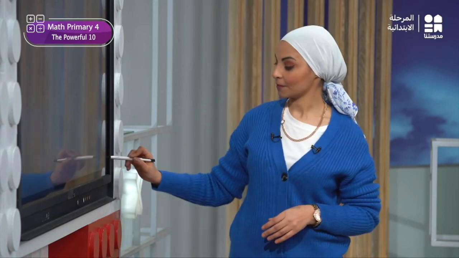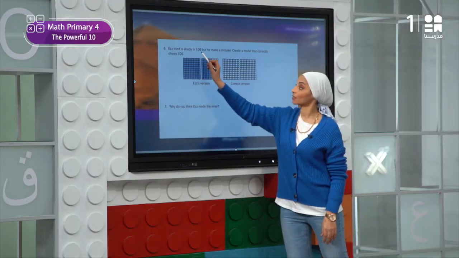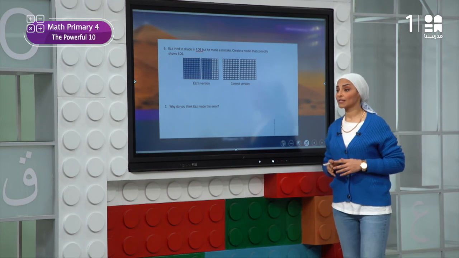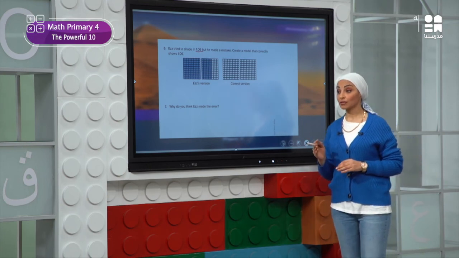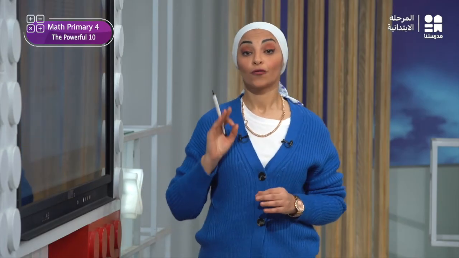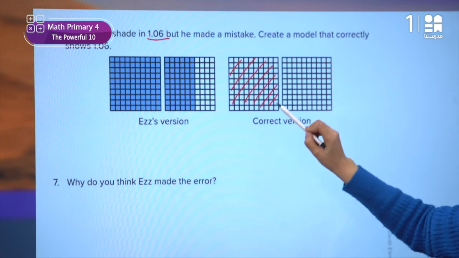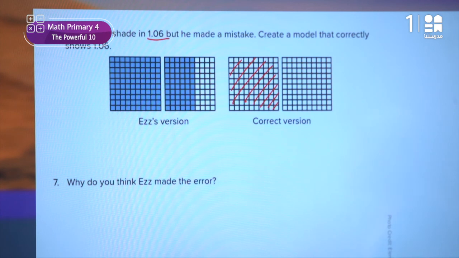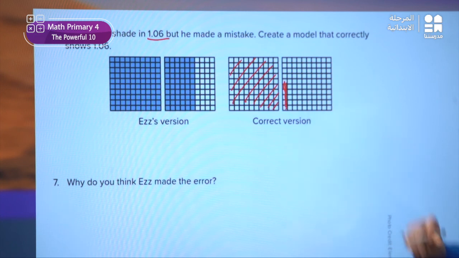Here in problem number 6, we have a 10th grid that is used to try to represent 1.06, like you see here. But there is a mistake. We are asked to represent the number on the model in front of us. Let's represent it together. Of course, we will represent the one whole by shading the whole grid, right? Then we will shade 6 squares. So I will represent 1.06 as one whole and 6 squares of the second one. 1, 2, 3, 4, 5, 6. Like you see here. Right?